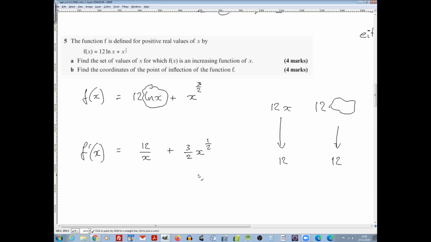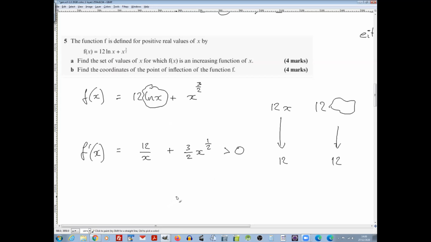Exactly. Good. So find the set of values for which the function is increasing. You told me exactly our plan. Remind me our plan. Find where it's larger than 0. Yeah, that's right. We're finding out where this is positive.